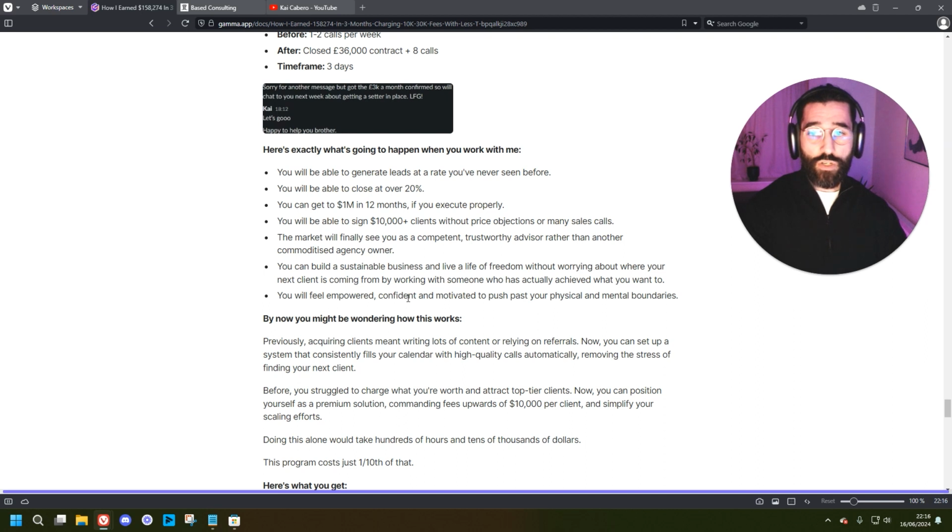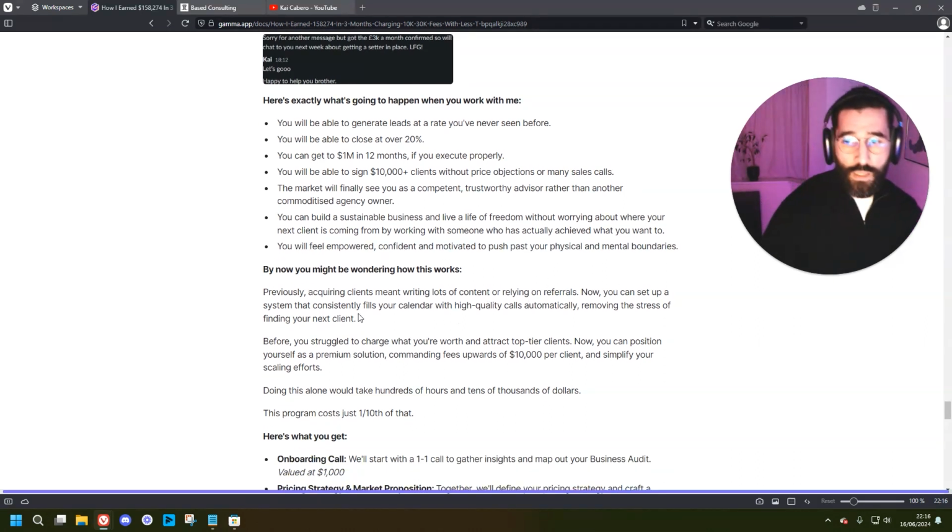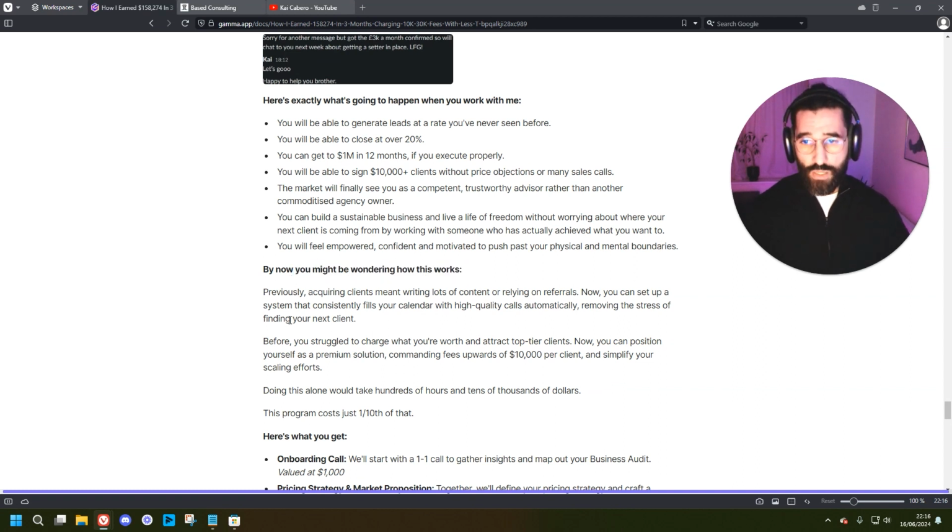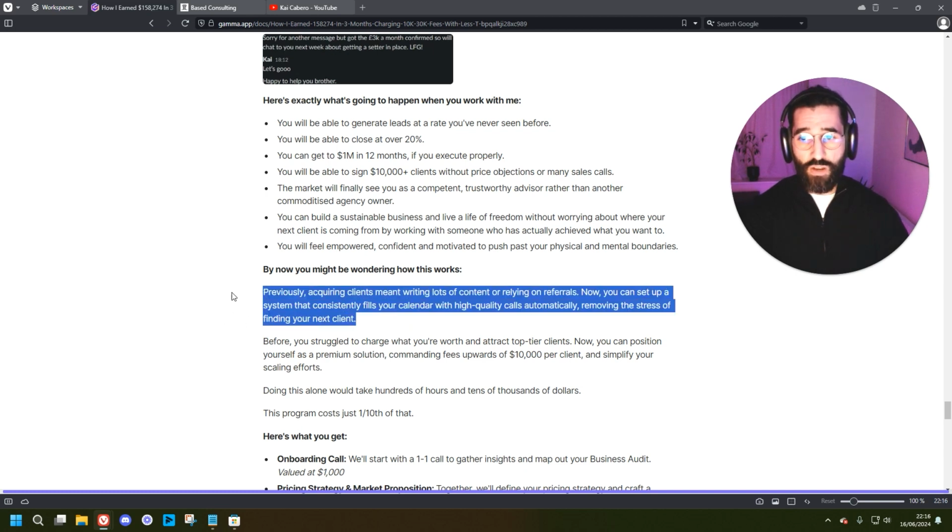And you're going to feel empowered, confident, and motivated to push past your physical and mental boundaries. So by now, you might be wondering how this works. Previously, acquiring clients meant writing lots of content or relying on referrals. Now you can set up a system that consistently fills your calendar with high quality calls automatically, removing the stress of finding your next client.